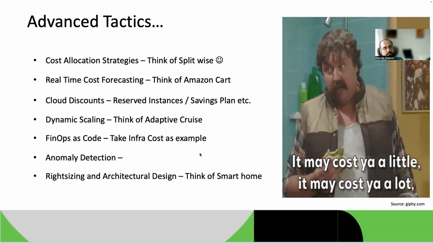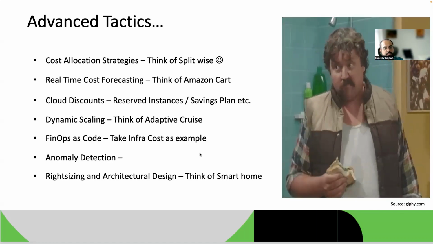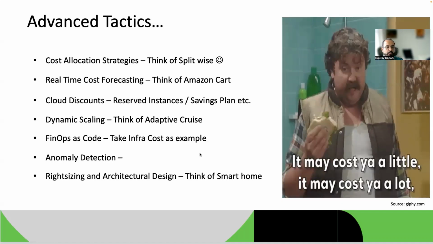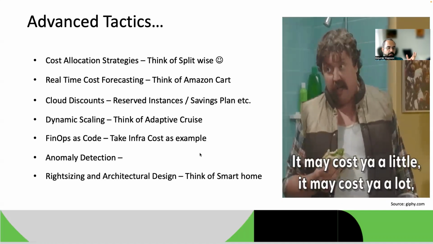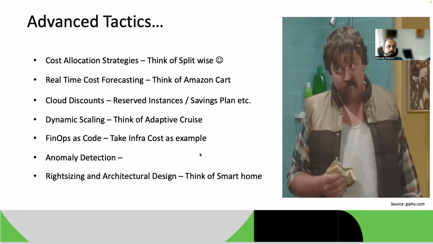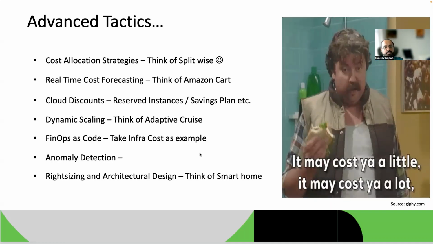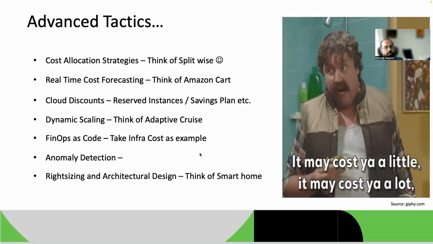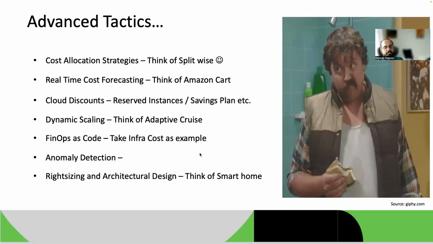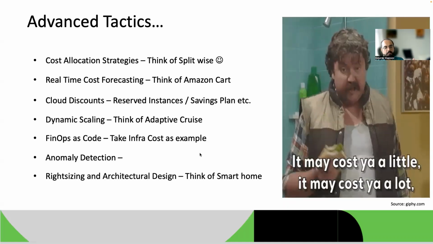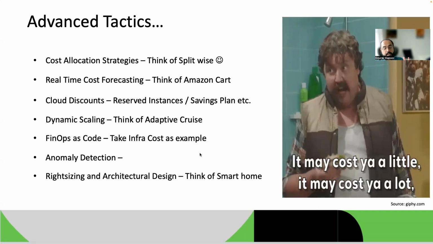Then we have certain cloud discounts available, right? Which is essentially more on a commitment basis. If you sign up for a particular service for the whole year, you will get a discounted price versus the monthly price. And we see that trend across many generic services outside of cloud, in our normal life as well. Dynamic scaling, right?